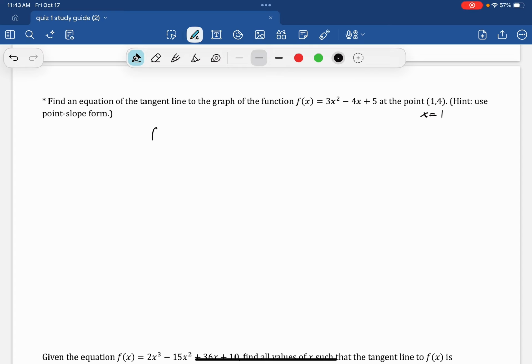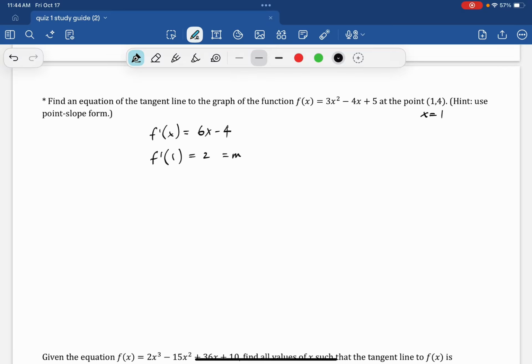So the derivative is by power rule, just going to be f prime of x equals 6x minus 4. All right? 3 times 2x minus 4. 6x minus 4. And so the derivative, or the slope of the tangent line at x equals 1, is going to be f prime of 1 equals 6 times 1 minus 4, which is 2. So that's our slope m.